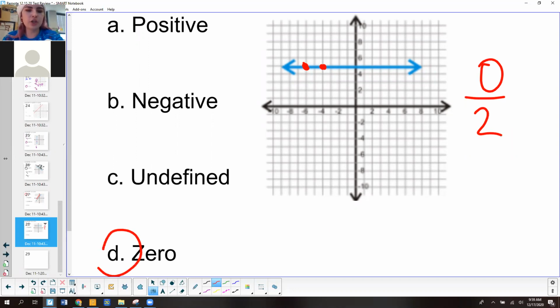So the rate of change is 0, and you can think about that as if you're driving on a flat road, you're not going up, you're not going down, you're just staying the same, staying 0, not going up and not going down. All right.